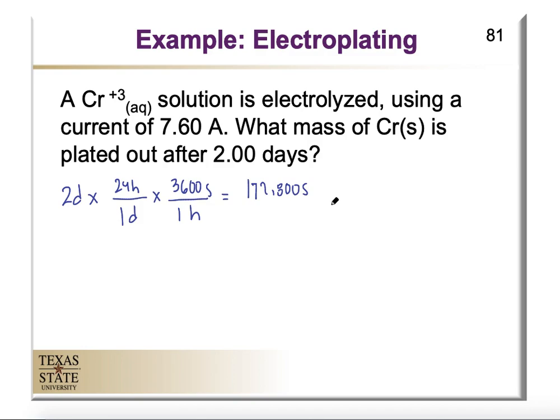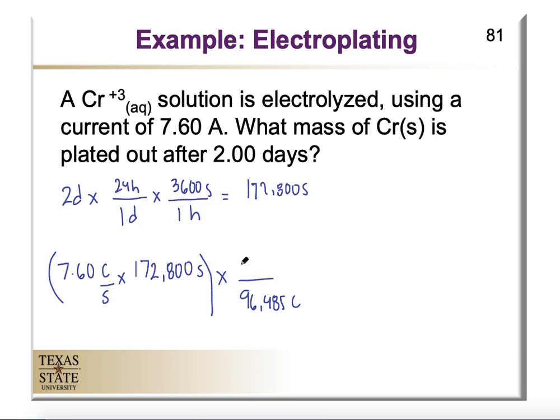All right, from there, we're now going to set this up as one whole row. So I'm going to start with my amps, which is 7.6 coulombs per second. And I'm going to go ahead and multiply that by the time, which is 172,800 seconds. That right there, that whole thing is our current. Then I'm going to convert that current into moles of electrons by utilizing Faraday's constant. And in this case, Faraday's constant is going to be on the bottom as 96,485 coulombs per mole of electrons.